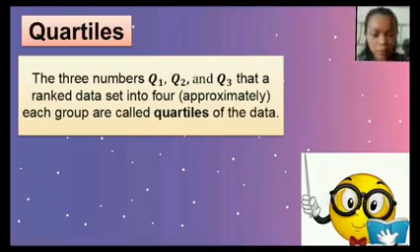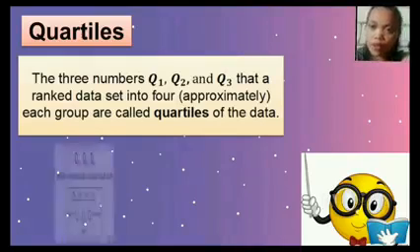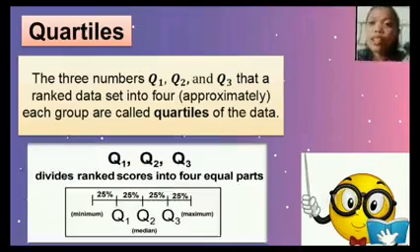In a simpler definition, quartiles divide an ordered data set into four equal parts. So we can see here we have Q1, Q2, Q3. Let's assume that this is the data, and we divide the data into four equal parts. There will be three quartiles formed, Q1, Q2, and Q3, and each part contains 25% of the data.